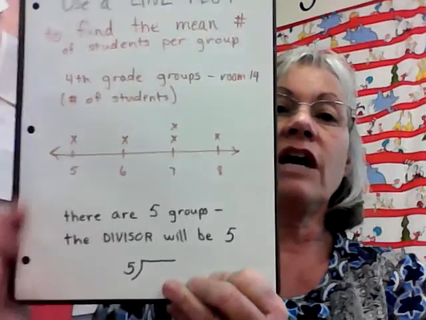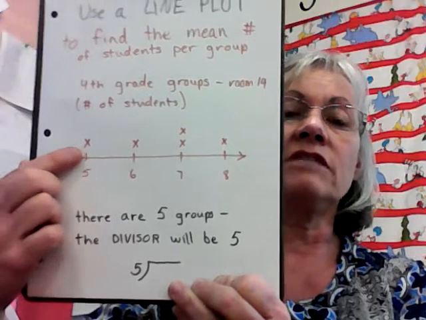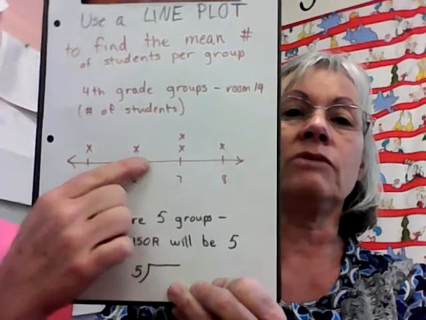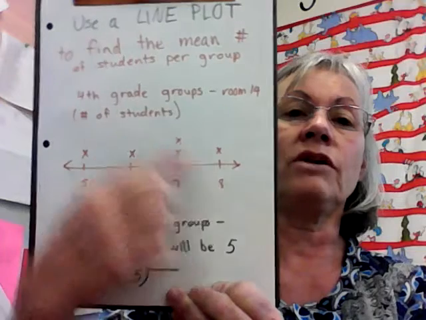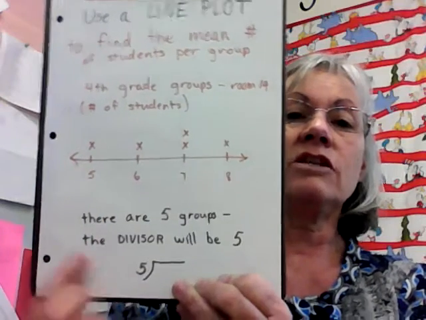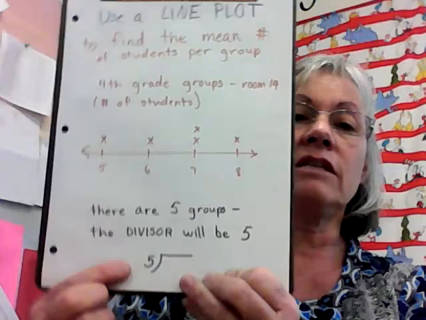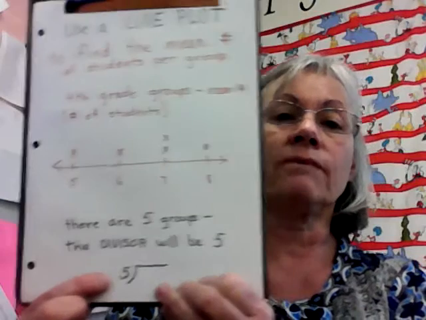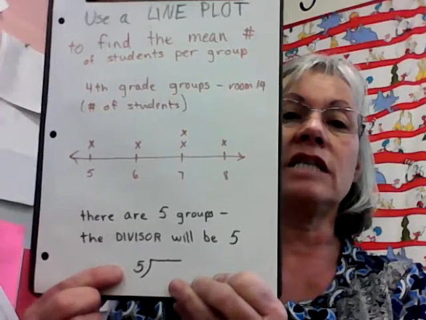There are 5 groups of students. I've counted the X's on the line plot. 1, 2, 3, 4, 5. To know that when we get ready to calculate the mean, our divisor will be 5 because that's the number of groups we have. Finding the mean of the number of students per group.